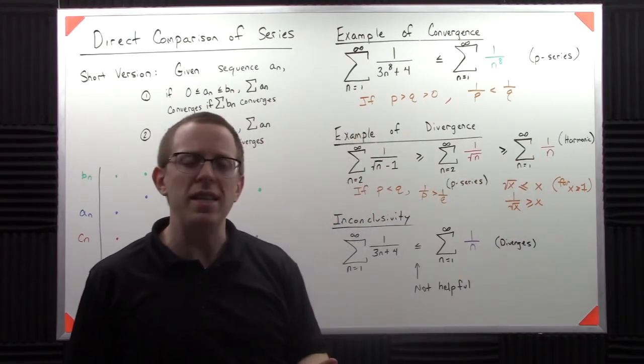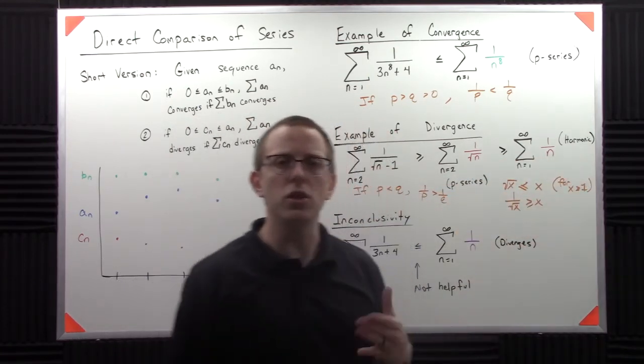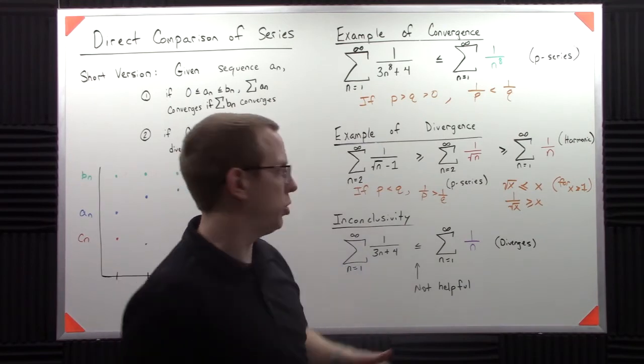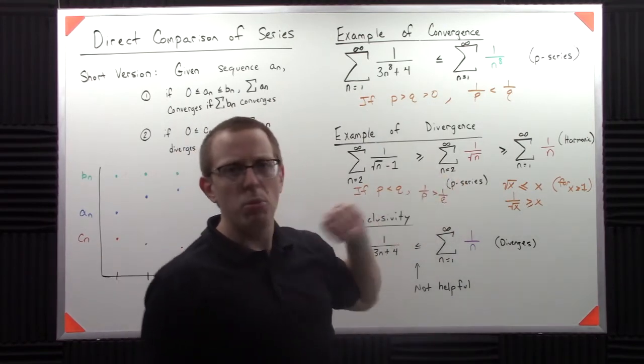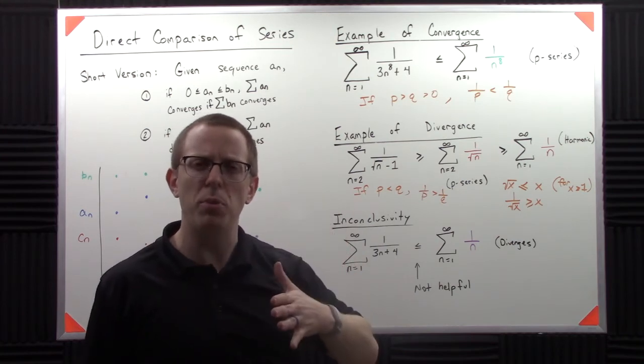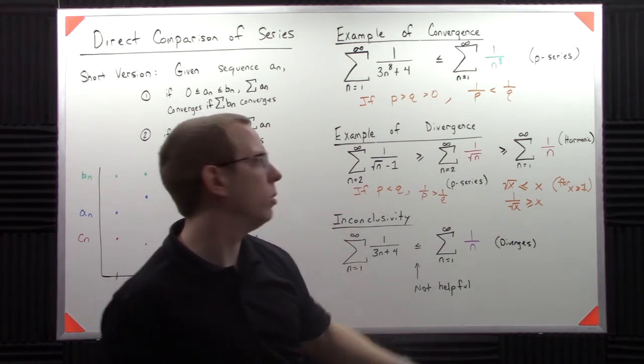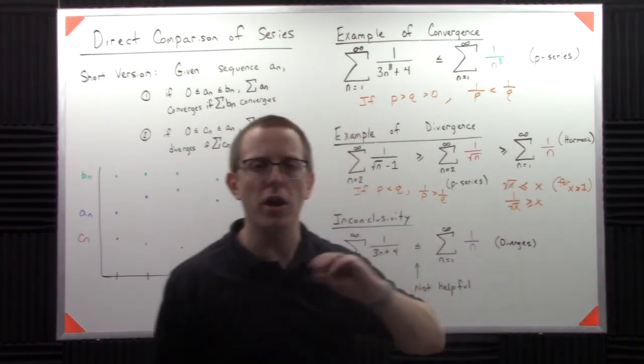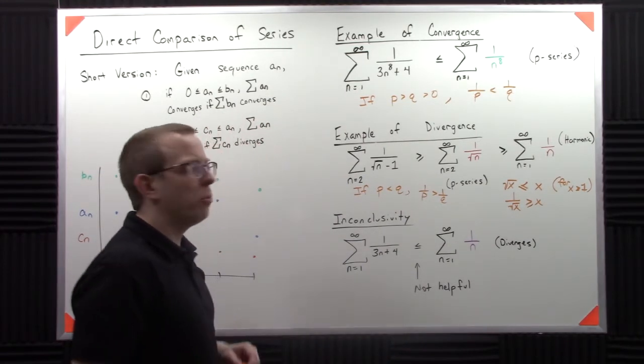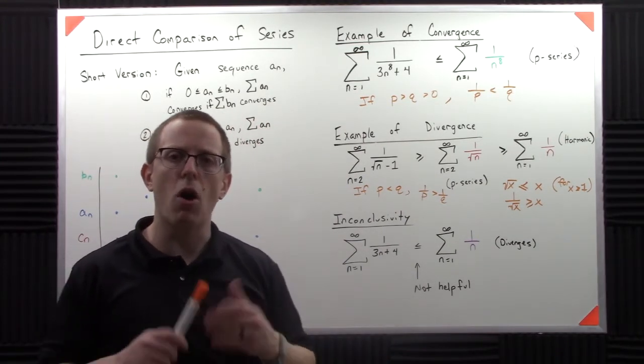So a lot of times it's easy to relate things to the harmonic series, because the harmonic series is well known as divergent. This is a p-series, but you have to remember for which values of p this is true and for which values of p this is not true, versus if you can get it to the harmonic, you're done. Now, the problem is that this doesn't work all the time.